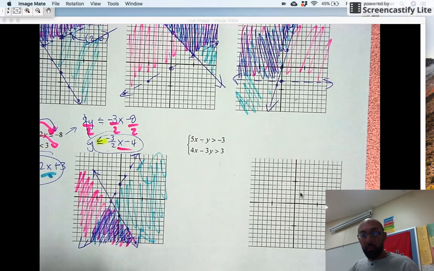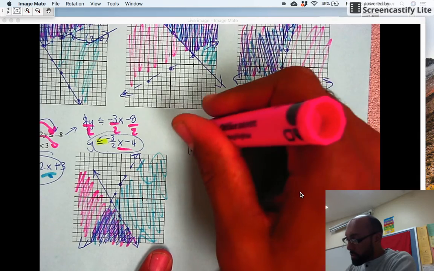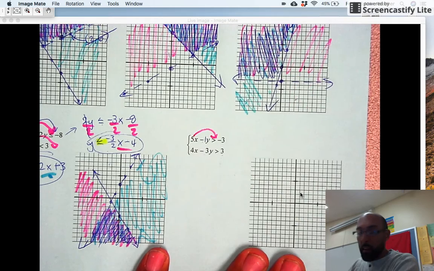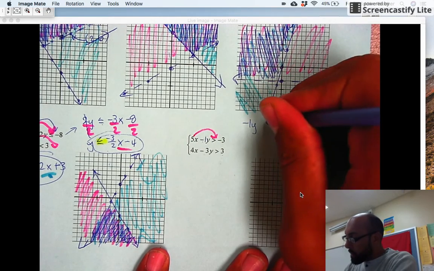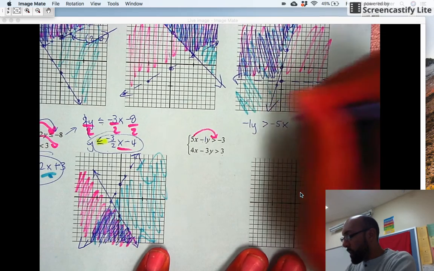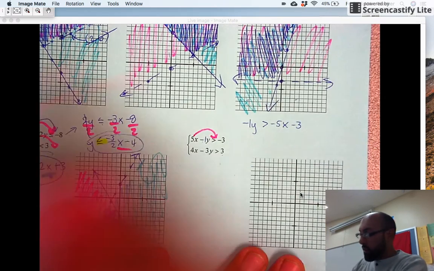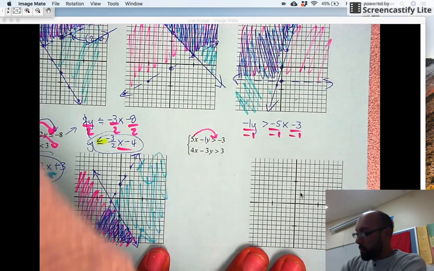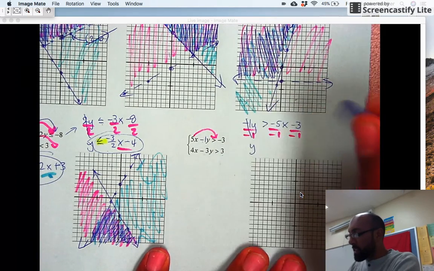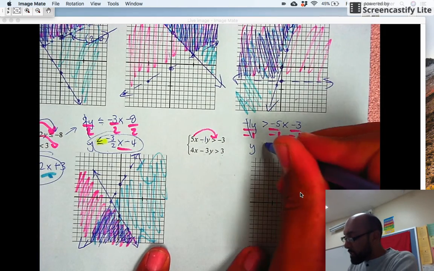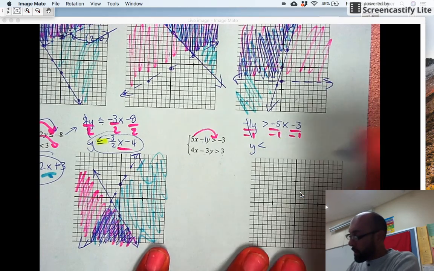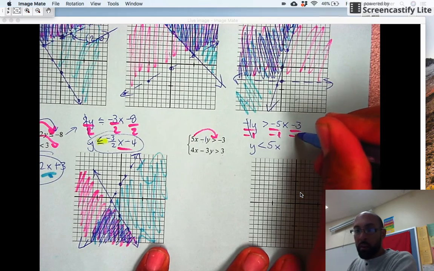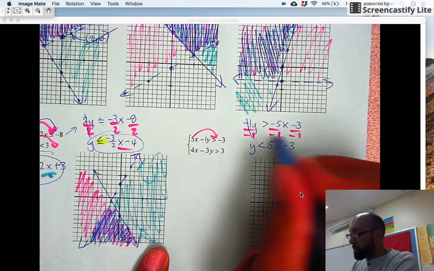Okay, so now that you tried it on your own, first we're gonna switch this one, switch to 5. So now remember that's -1 there. So this is now -1 is greater than -5x -3. And now we have to divide by -1. That goes away. Y is not greater anymore. Now it's less because we divided by a minus. Okay, now -5 over -1 is just 5. -3 over -1 is +3. There's our new inequality.